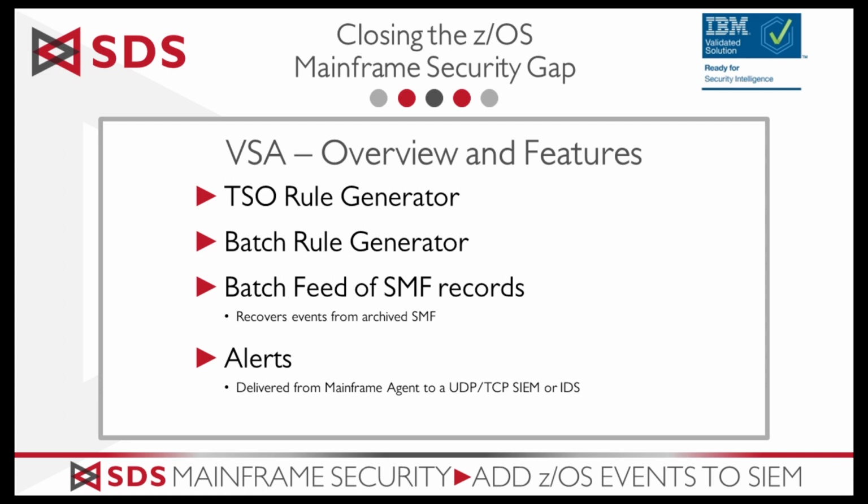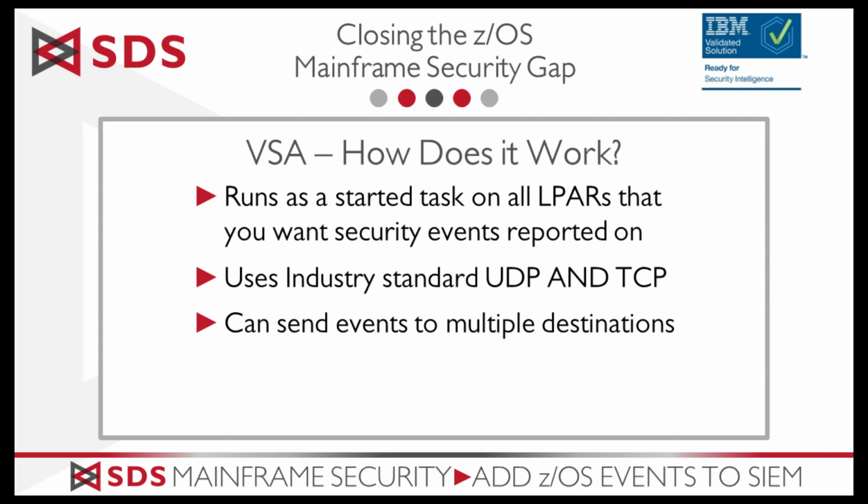So something that we spoke about. So how does it work? It runs as a started task on all of the LPARs that you want security events reported on. If you have 10 LPARs and you elect to run an agent on every one of those, you'd need 10 of those, one agent per LPAR. We use the industry standard UDP and also TCP to deliver the messages to the SIM. We can send to multiple destinations if that's a requirement.